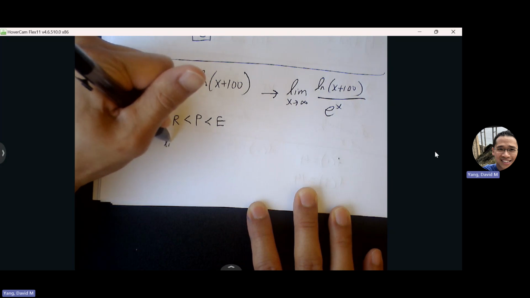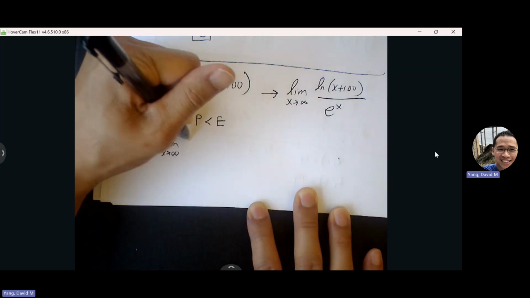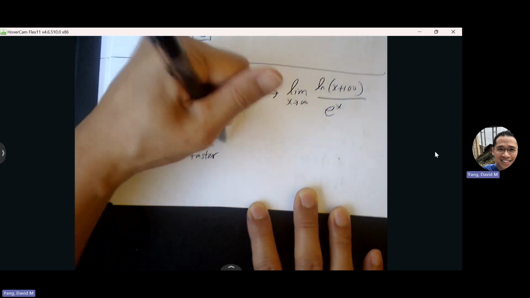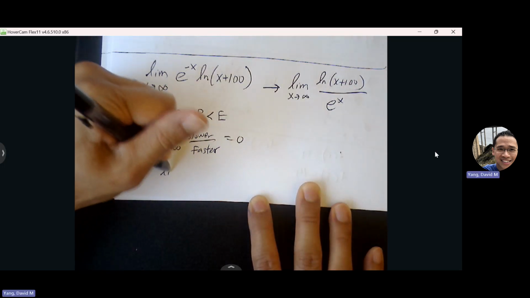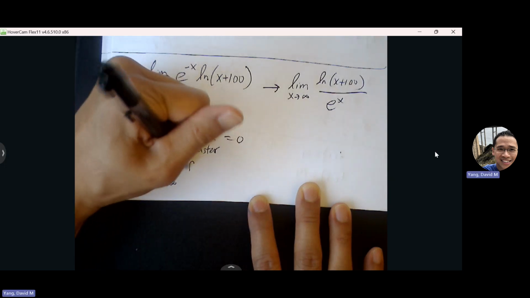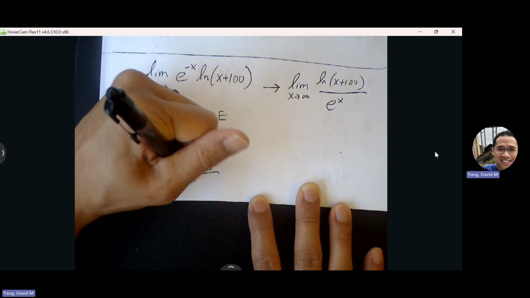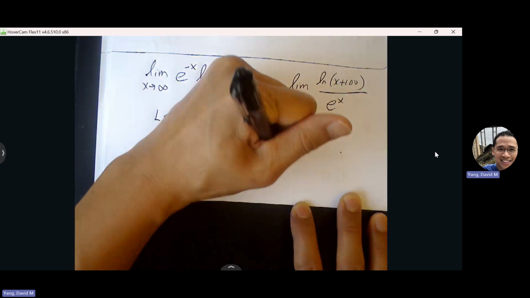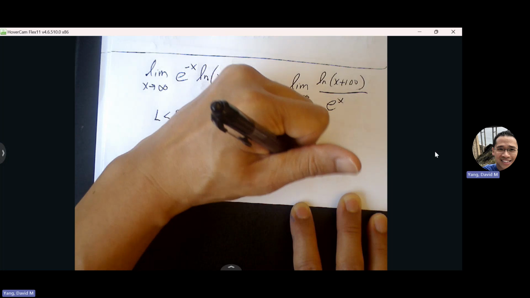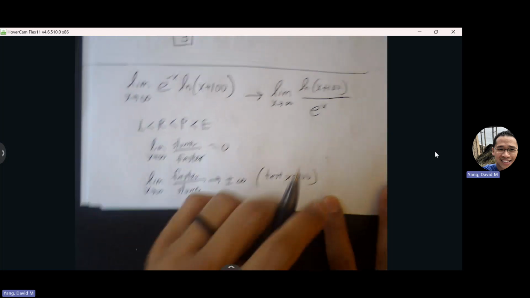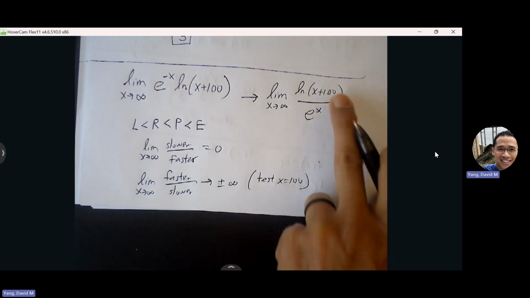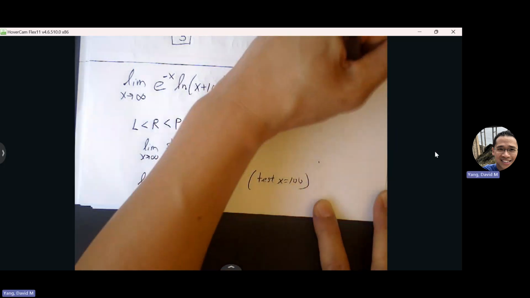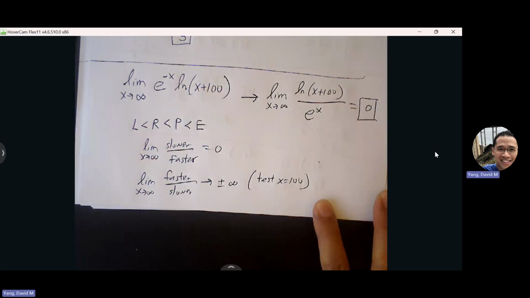If I have the limit as x approaches infinity of a slower over a faster, my limit is always going to be 0. If I end up with a faster growing function over a slower growing function, then it's either plus or minus infinity, and then you're going to have to test to see where it's headed. In this case, my exponential is growing faster than my logs. It's in the denominator. My fraction is getting smaller and smaller over time, so my limit is 0.